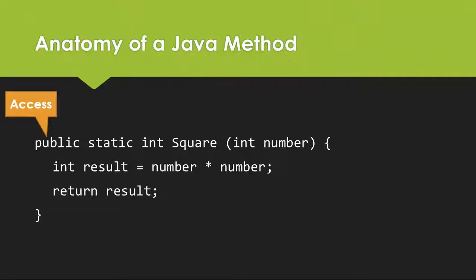The word public is what's called the access modifier of the method. Usually methods are either public or private. Public methods of a class are accessible through the object. Private methods of a class are only available inside the class itself.